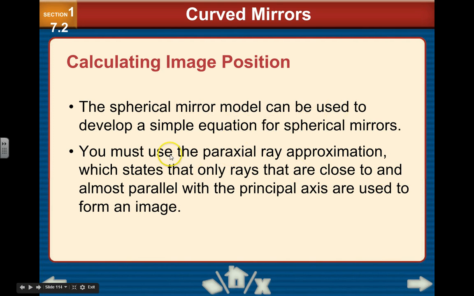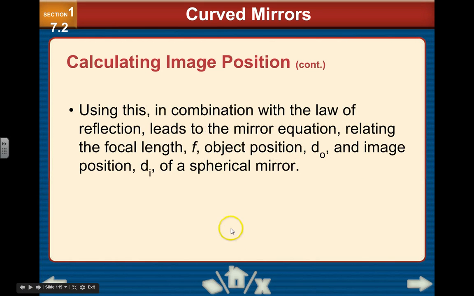Spherical mirrors can be used to develop a simple equation, and we're going to use this paraxial ray approximation. In other words, we're only going to be able to use the rays that are coming in fairly close to the principal axis. Once again, we get distortion if we get too far away from the principal axis.